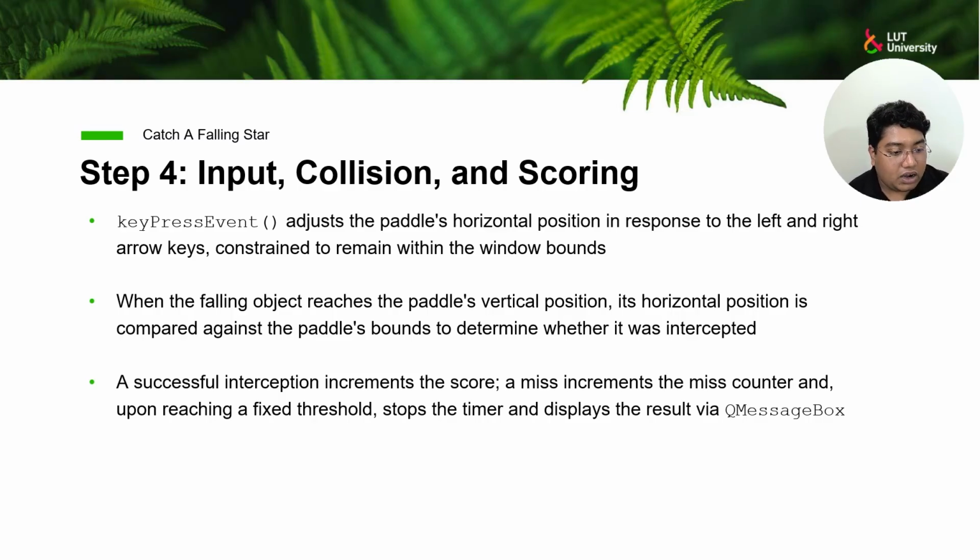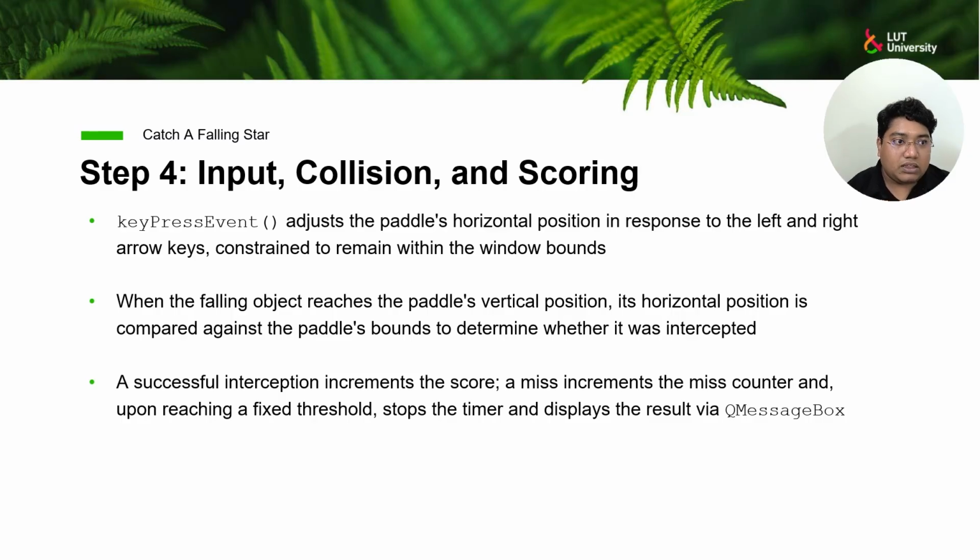Every time the star reaches the same vertical level as the paddle, we will check whether their horizontal positions overlap or not. If they do, the player catches the star and earns 1 point. Otherwise, it will miss the star and it will count as a missed one.